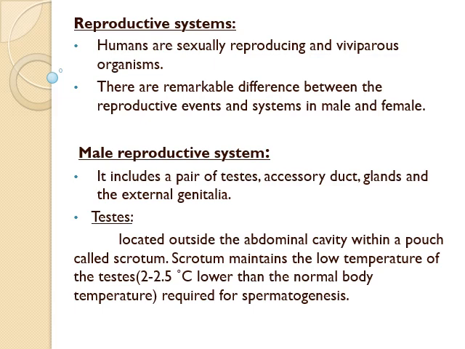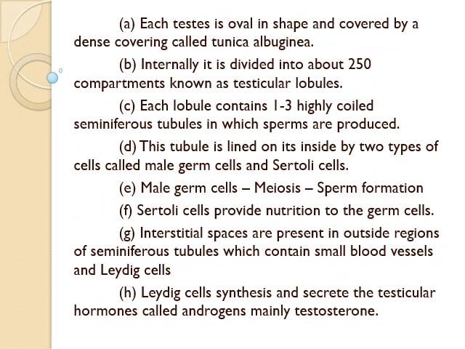These are located outside the abdominal cavity within a pouch called scrotum. Scrotum is a sac of skin that hangs from the body at the front of the pelvis between the legs. It maintains the low temperature of the testes required for spermatogenesis. Each testis is oval in shape and it is covered by a dense covering called tunica albuginea.